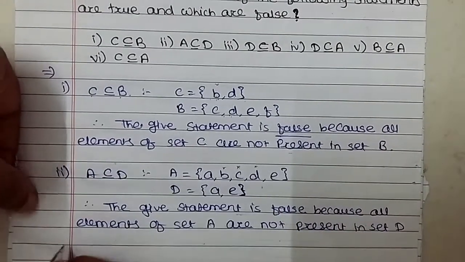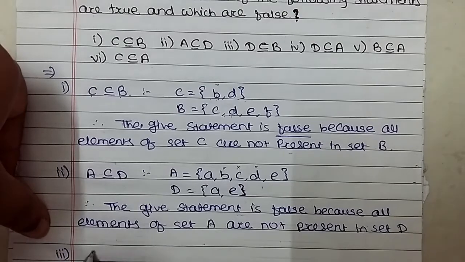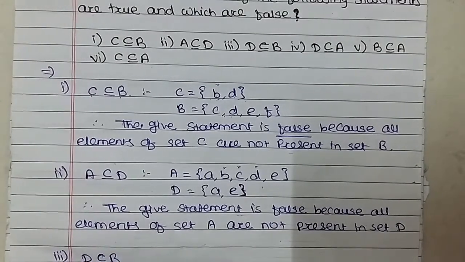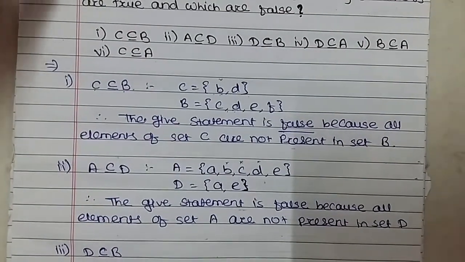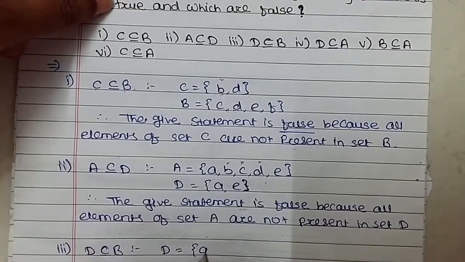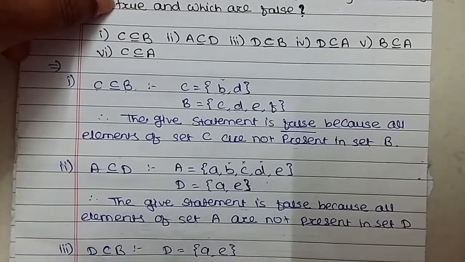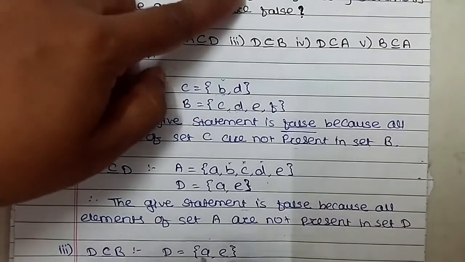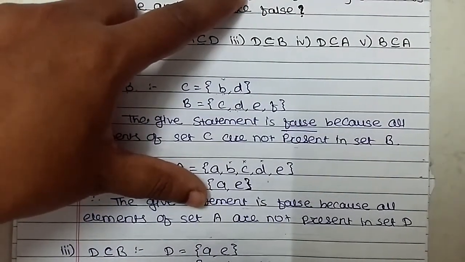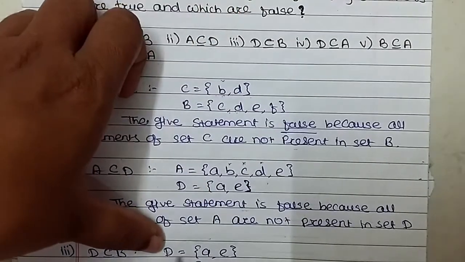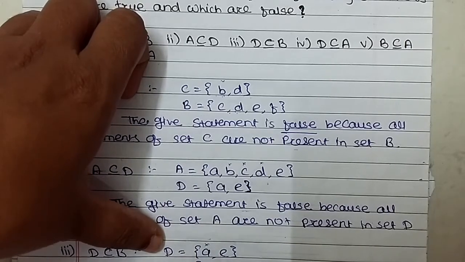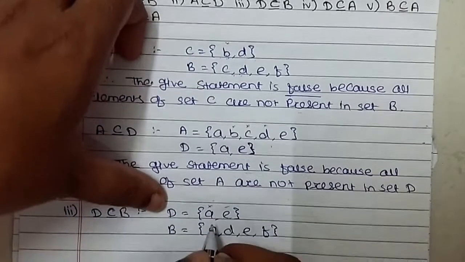Similarly check the third statement, that is D is a subset of B. Whether D is a subset of B. So write down the elements of D. The D set is A and E. Then write down the elements of B, that is C, D, E, F. So check the elements of D. Is A present in B? No, it is not present. E is present, but one element is not present here.